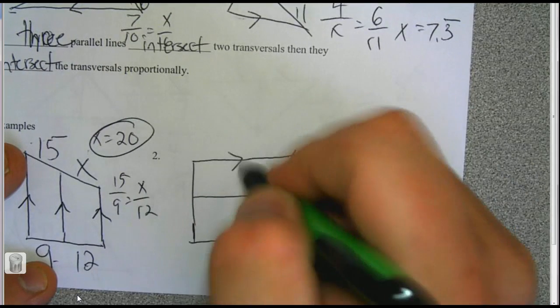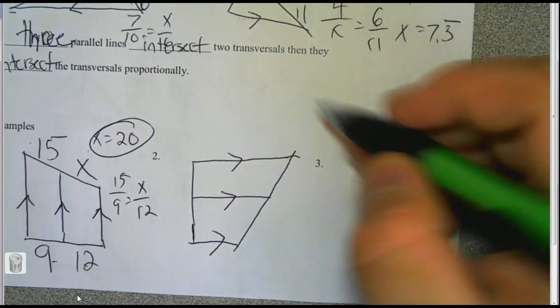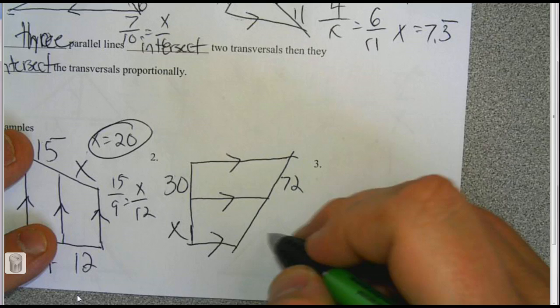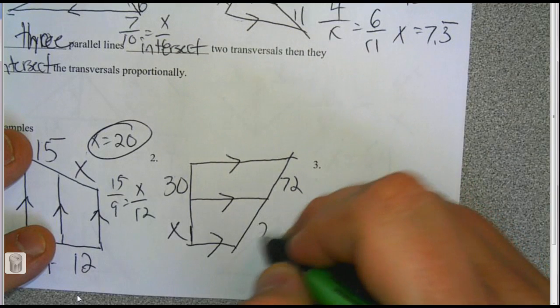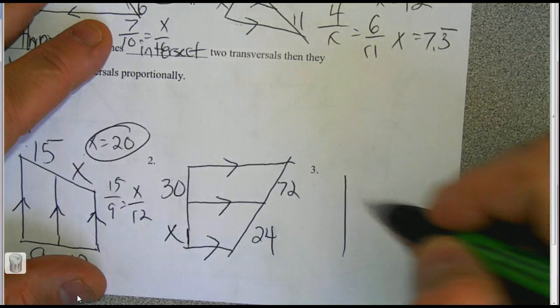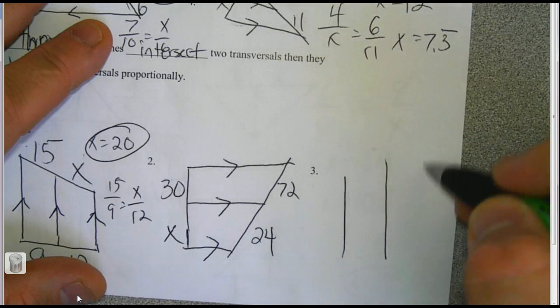So same idea. These are parallel. I'm going to go ahead and make it 72, 30, x, and 24. Go ahead and find that missing side. We're going to create one more here. We'll go this way.